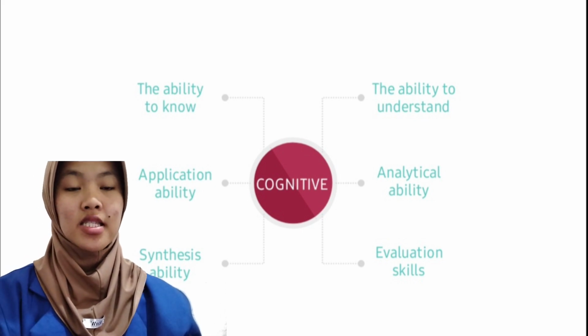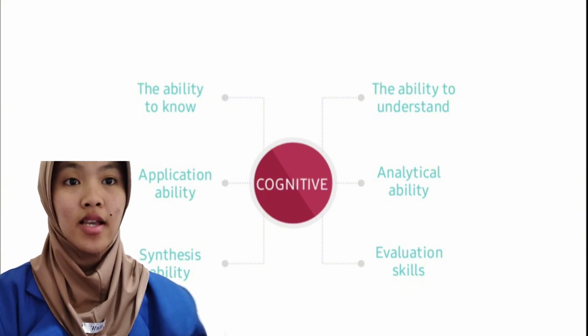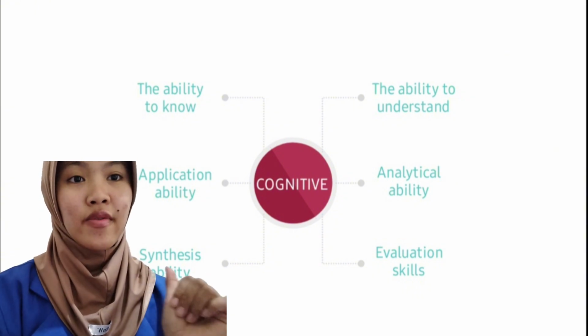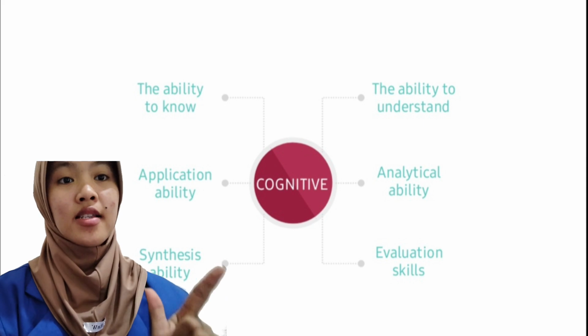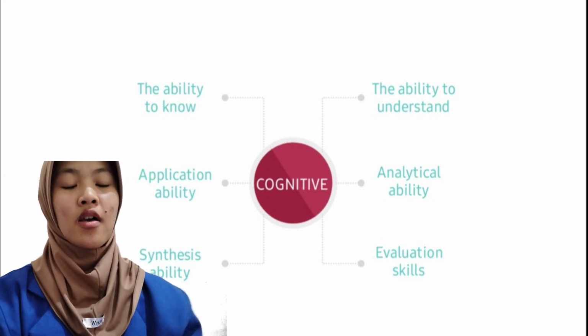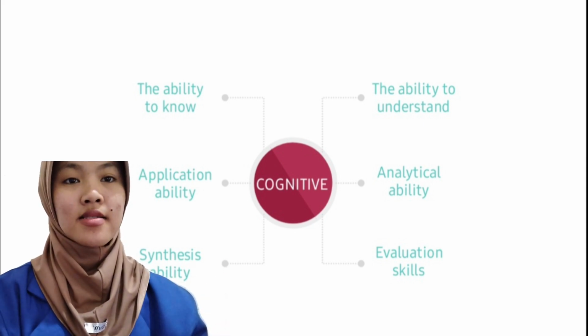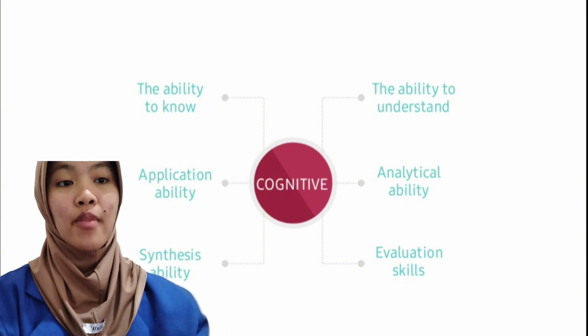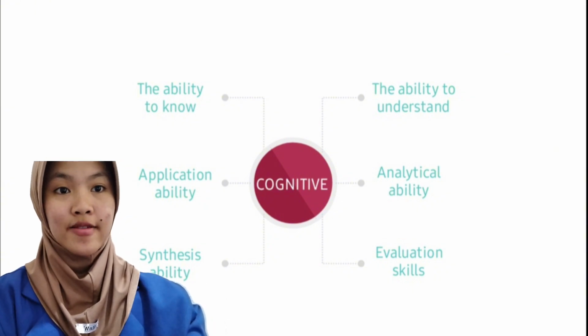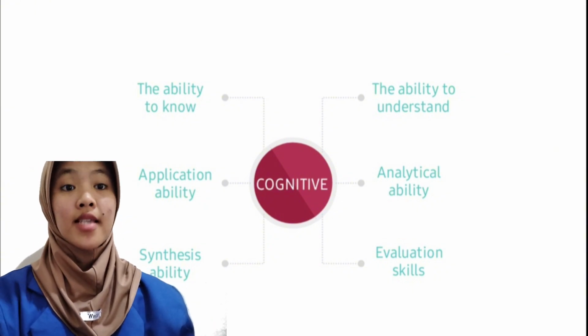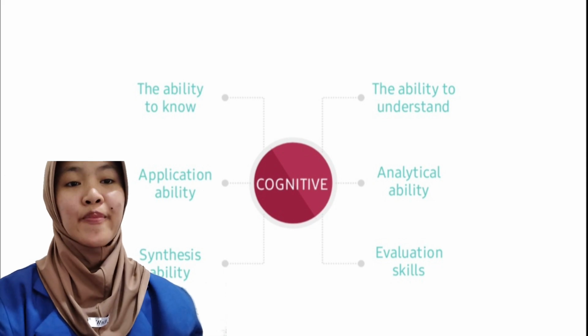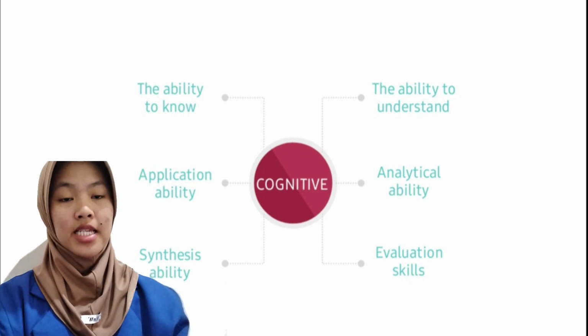Bloom divides learning outcomes into cognitive, affective, and psychomotor. And what I'm gonna explain right now is about the cognitive one. There are 6 abilities in cognitive. The first is the ability to know.